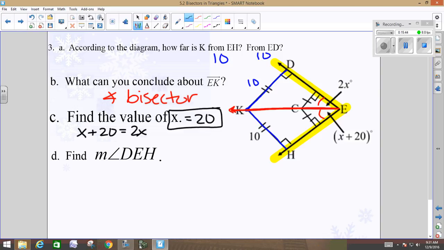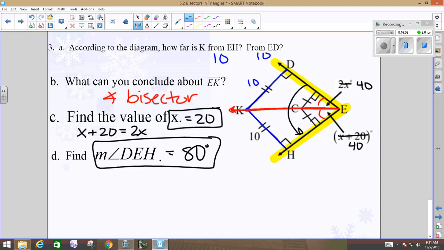And then our last one says, find the measure of angle DEH. That's the yellow one I have highlighted. Using substitution, if x equals 20, what's 2 times 20? And 20 plus 20 would be, so my angle DEH is equal to 80. Right, 40 plus 40. Cool. If it's in the middle, it's on a bisector, whether it's an angle bisector or a segment bisector. Middle, bisect. Try the next two on your own, 4 and 5.